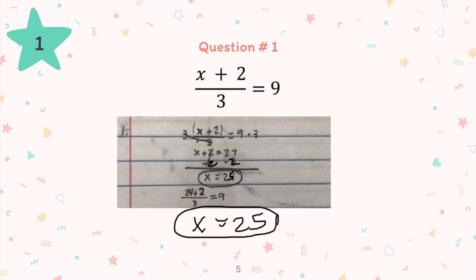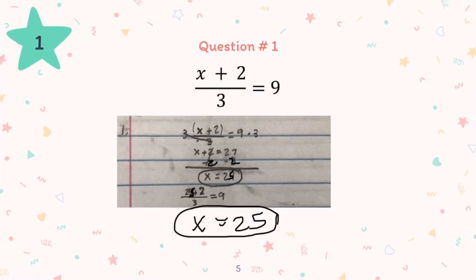And then to get x by itself, we subtract 2 from plus 2 to get x by itself. Since the two symbols cancel each other, now we're just left with x. Now we do the same thing on the other side, 27 minus 2, which equals 25. So x equals 25. (25 + 2) / 3 equals 9.